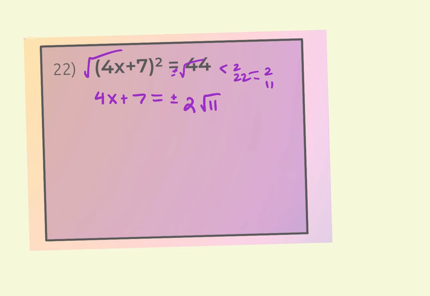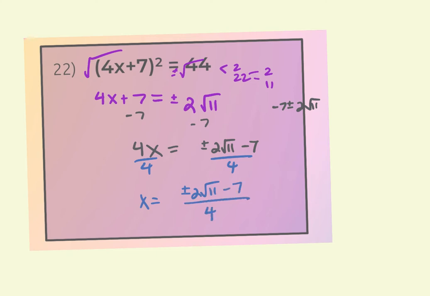Then I have to isolate that x. So I'm going to subtract the 7 from the 4x, and you could say either plus and minus 2 square root 11 minus 7, or you could say negative 7 plus and minus 2 square root 11. That's usually how standardized tests write them out. And then your last step is just to divide by 4. So I'd get x equals plus and minus 2 square root 11 minus 7 all over 4. Okay, thank you. You're welcome. And then, again, on a standardized test, you would see it probably written like this, where the negative 7 is on the front. If it's open-ended, which, again, tomorrow's quiz is open-ended, it doesn't matter which way you leave that.